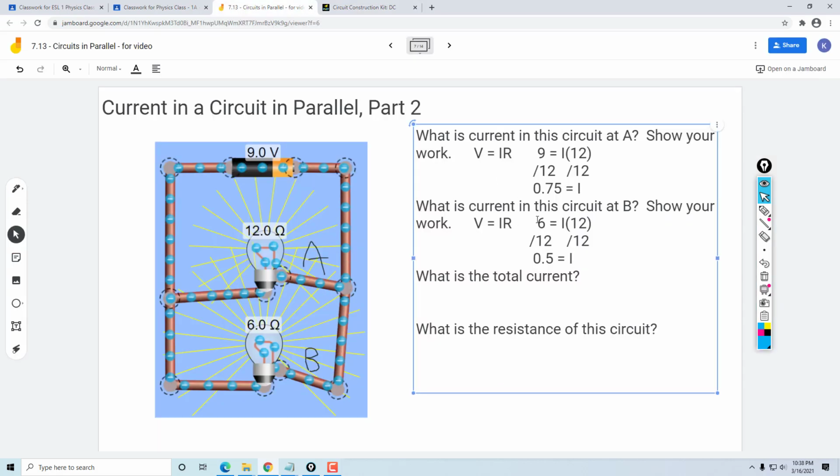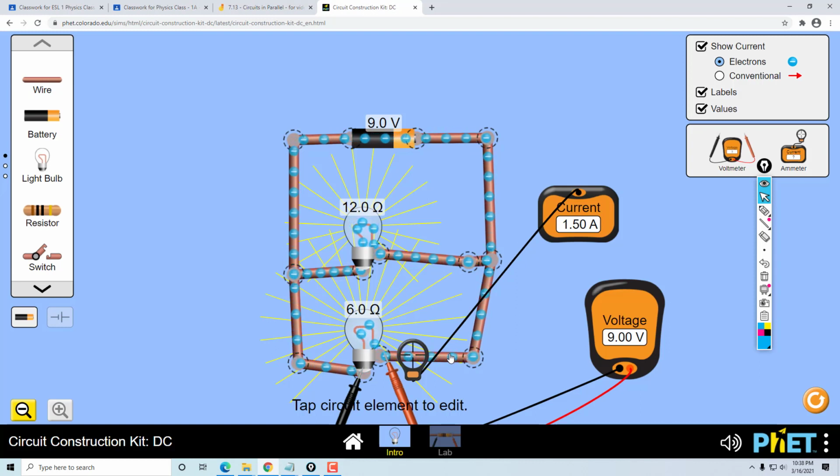Whoops. The resistance is 6. So V is actually 9. I made a mistake here. The voltage is 9 and the resistance is 6. So that means we divide by 6. 9 divided by 6 is 1.5. So that's why it's always worth checking. And we can see that there's more current here. The electrons are moving faster than here.